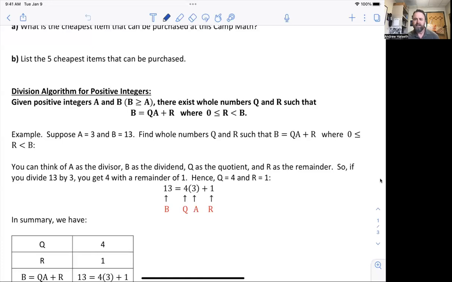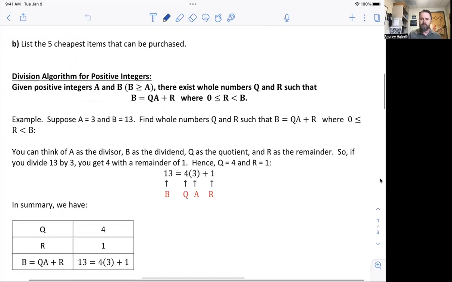Okay, so I did an example here. Let's just come up with some numbers, like a is 3 and b is 13. Can you find numbers such that we write that equation b equals qa plus r? Well, what you can think of with these is that a is the divisor, b is the dividend, q is the quotient, and r is the remainder, right?